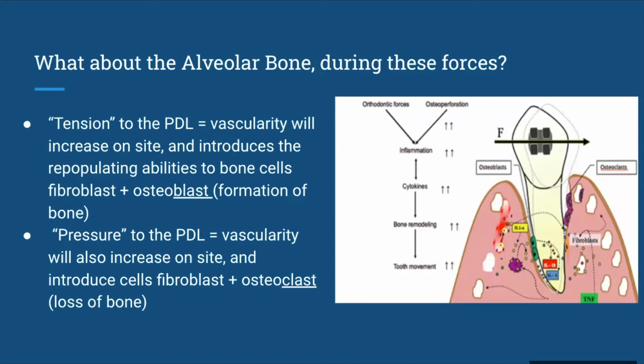And what about the alveolar bone during these forces? Well, tension to the PDL will increase vascularity on site and introduce the repopulation of the ability for bone cells such as fibroblasts and osteoblasts, which will then influence the formation of bone. There will also be pressure on the other end to the PDL, where vascularity will also increase on site and introduce cells such as fibroblasts and osteoclasts, which will be the loss of bone.